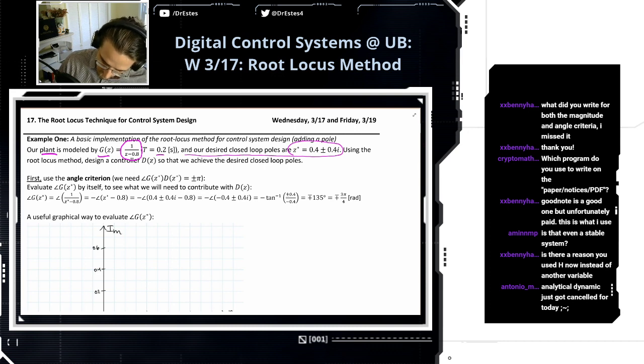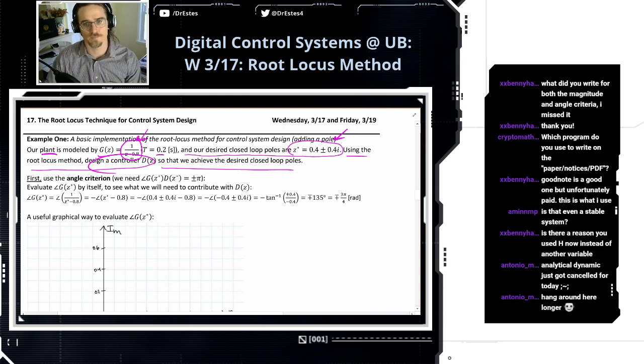Okay, so given our plant, given where we want our closed loop poles to be, how can we use the root locus method to get a controller so that we achieve those desired poles?